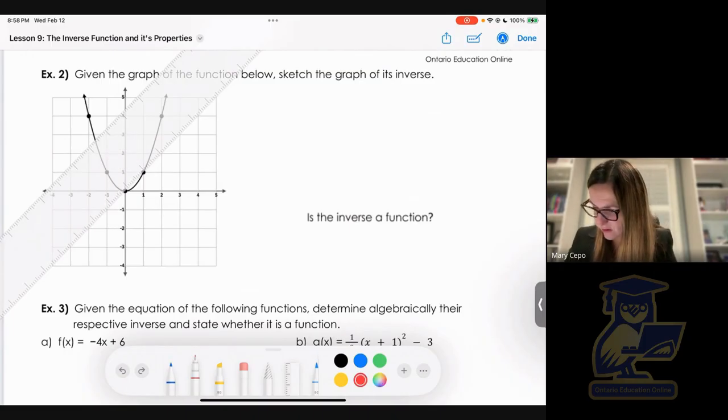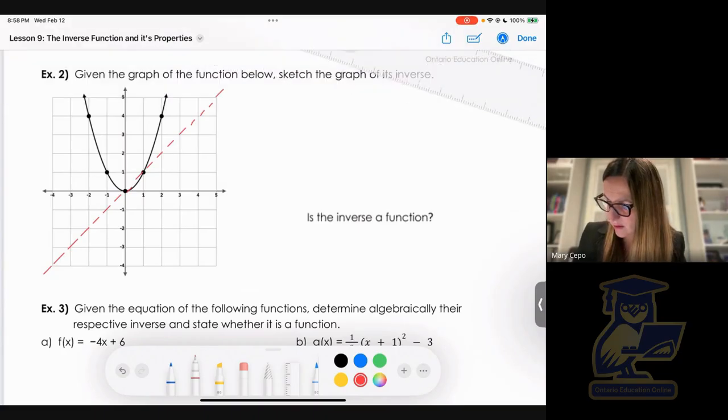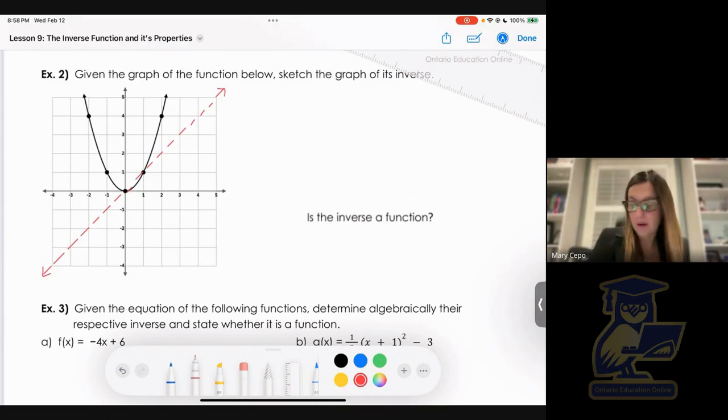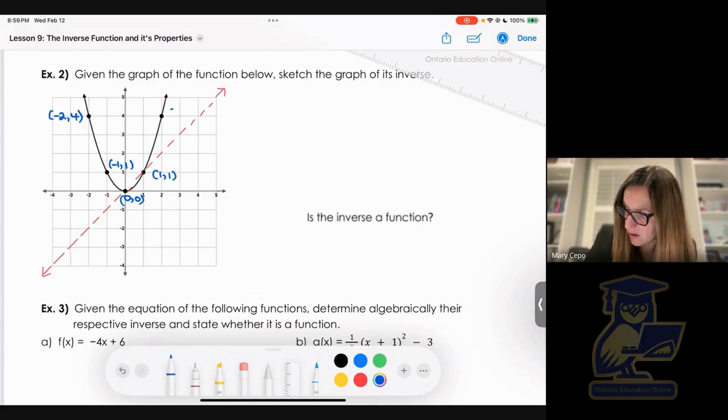Okay, let's just reflect. That means the graph of the original function and the graph of its inverse would be reflected about this line. Now, the quickest and easiest way to show that is by taking each of these coordinates: -2 and 4, -1 and 1, 0 and 0, 1 and 1, 2 and 4.